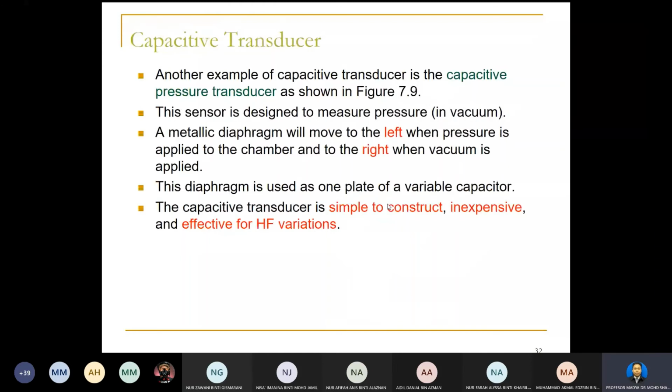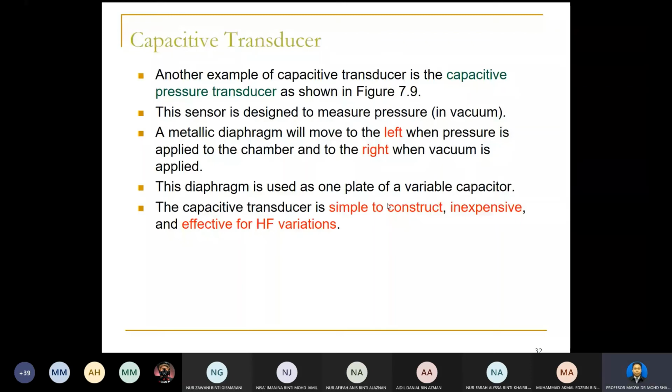Alright, so another example of the capacitive transducer is the capacitive pressure transducer, as shown in figure 7.9. This sensor is designed to measure pressure in a vacuum. The metallic diaphragm will be moved to the left when pressure is applied to the chamber, and to the right when the vacuum is applied. The diaphragm is used as one plate of the variable capacitor.